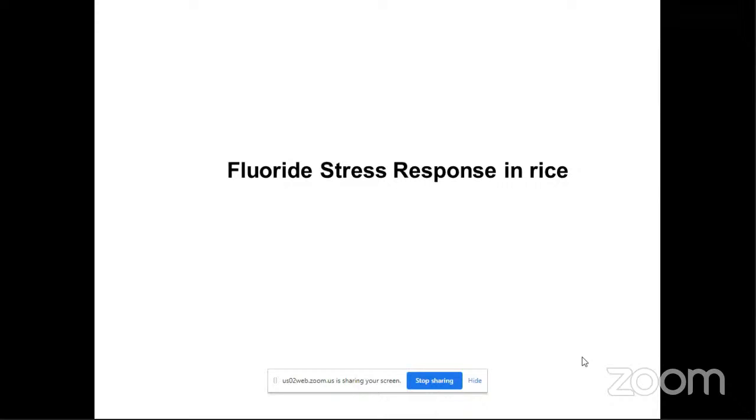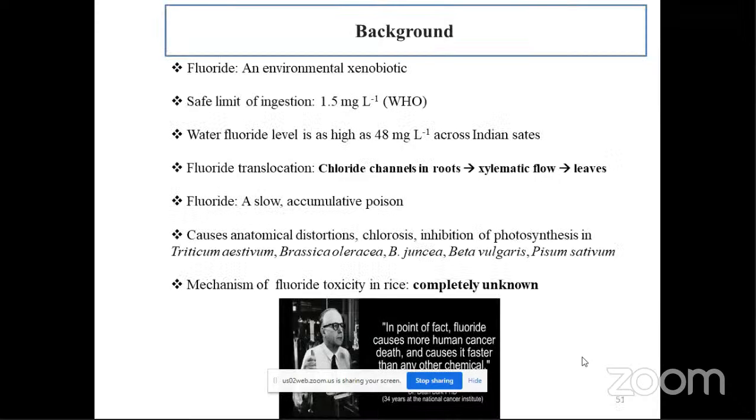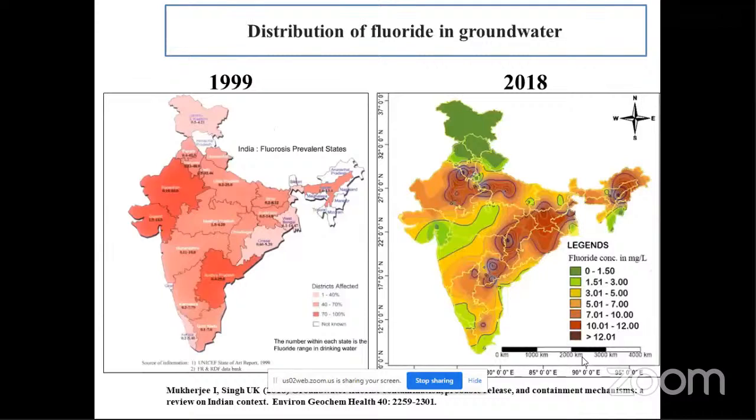Now the question is why I have shifted to fluoride stress. The obvious answer is that if you see the present scenario, 1999 versus the 2018 report, you can see the distribution of fluoride in groundwater in India. It is gradually increasing. I have focused on the map of India because I'm working in India, but it's a global problem. It is gradually turning out to be a global problem.